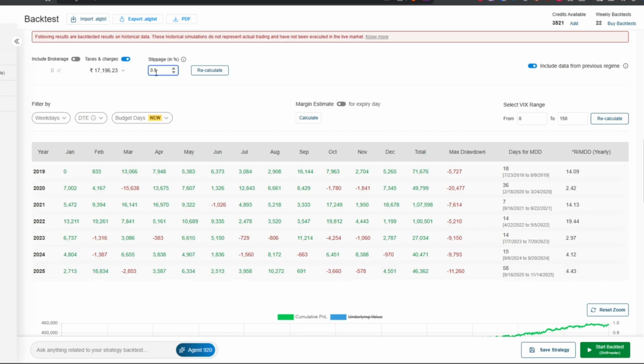We need to add the slippages. You are not going to get the same price when you do real trading compared to what you are seeing in this backtest. So let's add 0.5%, which is good based on my experience.